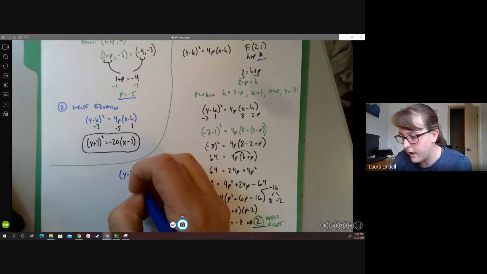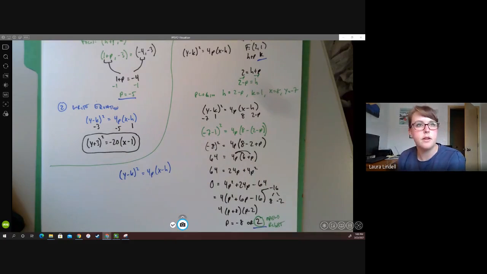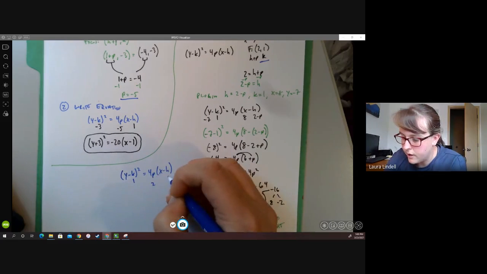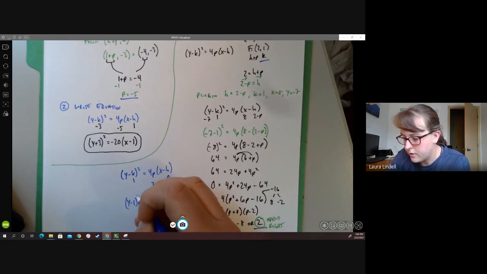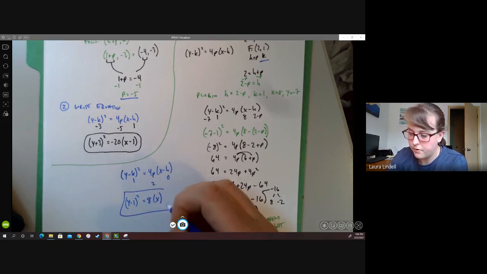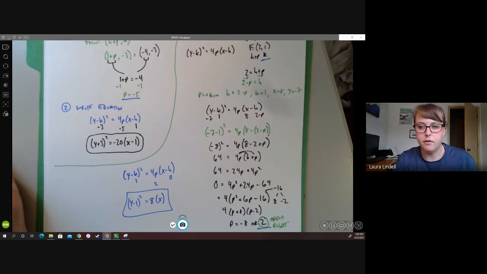We have y minus k squared equals 4p times x minus h. And we know that k is 1, that p is 2, and that h is 0. So y minus 1 squared equals 4 times 2 is 8 times x minus 0. So just times x. And there is our equation. So that's another version of how these problems can go.